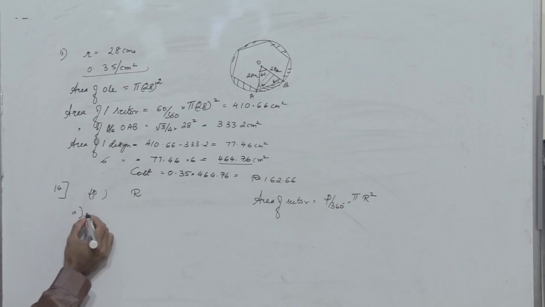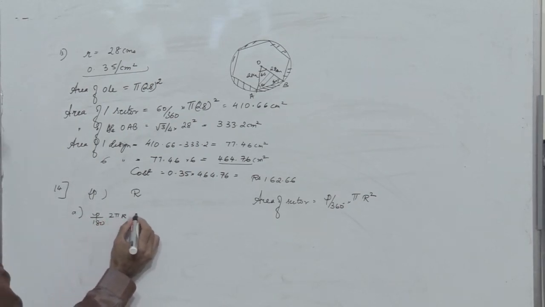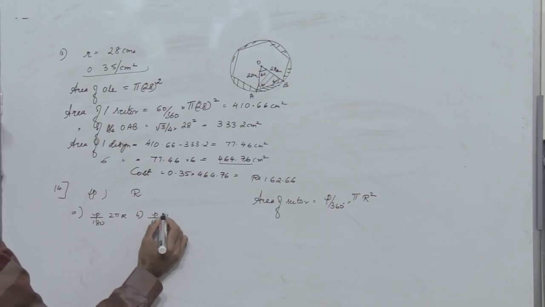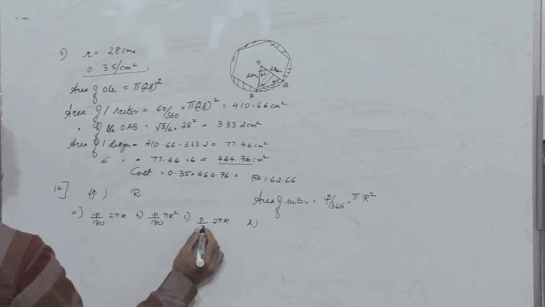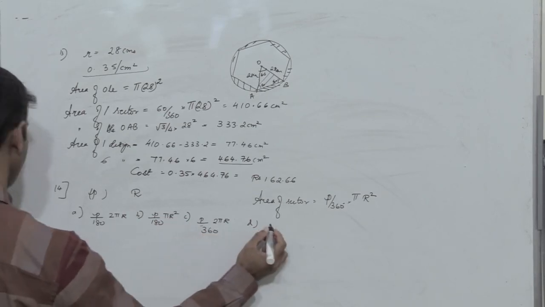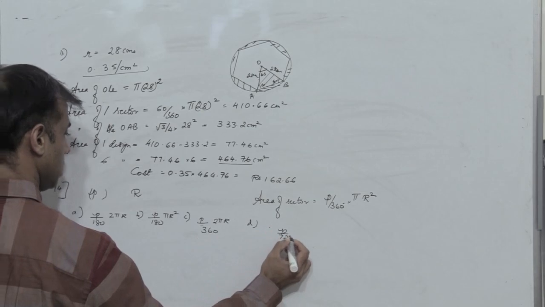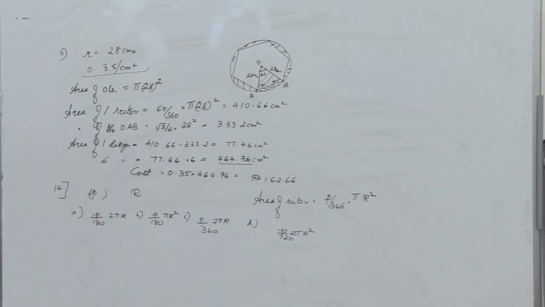So let's see the four options. We have A, P by 180, 2 pi r. B is P by 180, pi r square. C is P by 360, 2 pi r. And D is P by 720 into 2 pi r square.